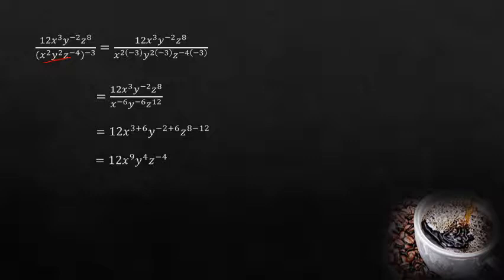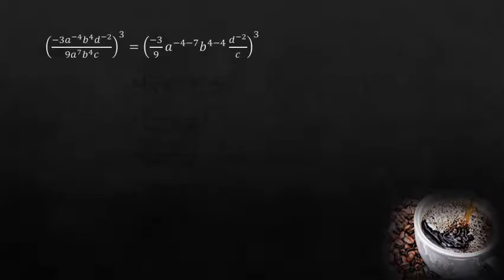So adding the exponents, we will get 12 x to the power 9, y to the power 4, z to the power negative 4. But we do not stop here because again, we still have a negative exponent. So that will become 12x to the power 9, y to the power 4, and then we will have on the denominator z to the power 4.